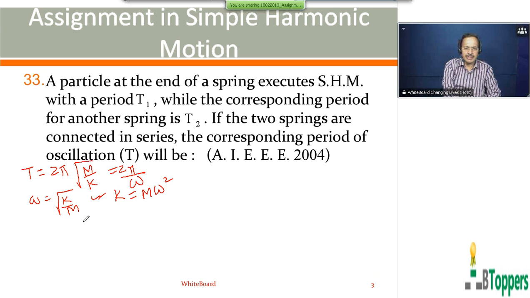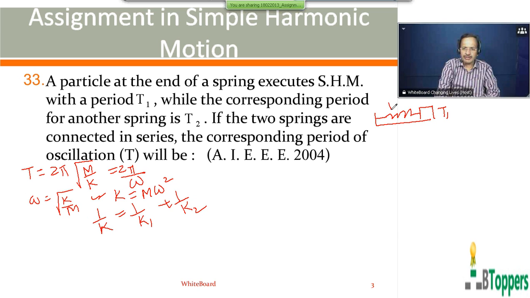So when the two springs are connected in series, reciprocal of the effective force constant of the combination is the sum of the reciprocals of the individual force constants. So if K is effective force constant of two springs, let K1 denote the force constant of the first spring, and time period in the first case is T1. That means when the mass m is connected to only first spring, it oscillates with the time period T1.